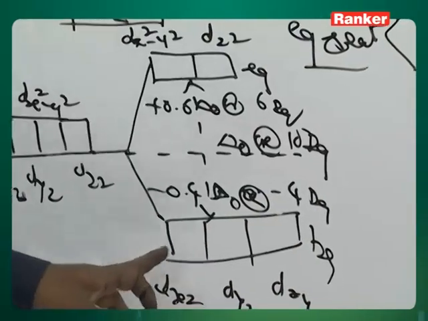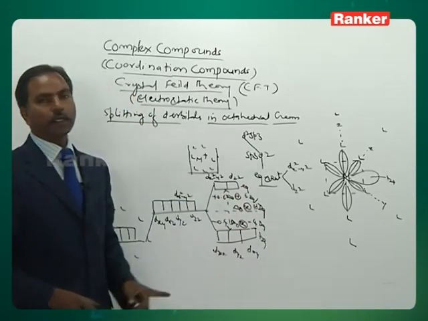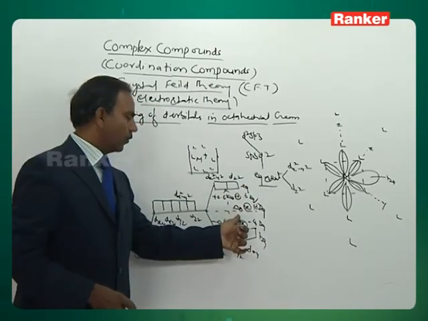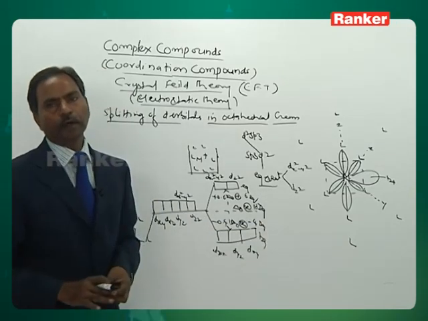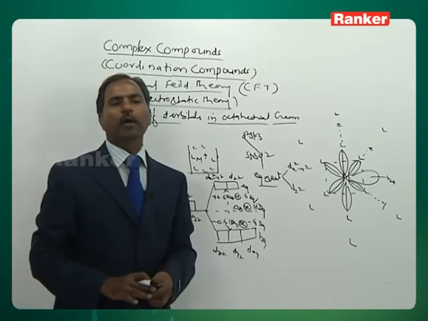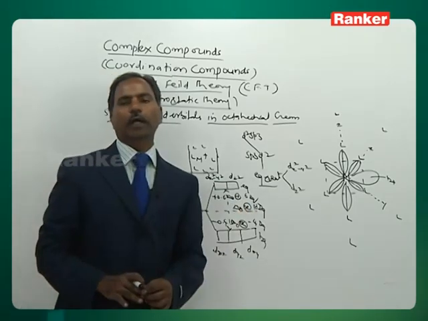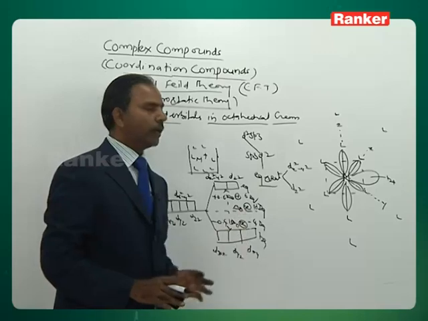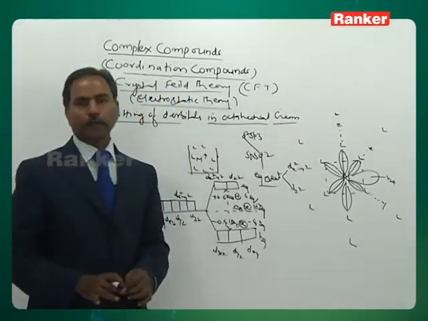Next, the total energy difference between the lower energy level t2g and higher energy level eg is represented by delta O or 10 Dq. This is known as what? The d orbital splitting energy for octahedral geometry. This way we can explain how the d orbitals are splitting in octahedral geometry.